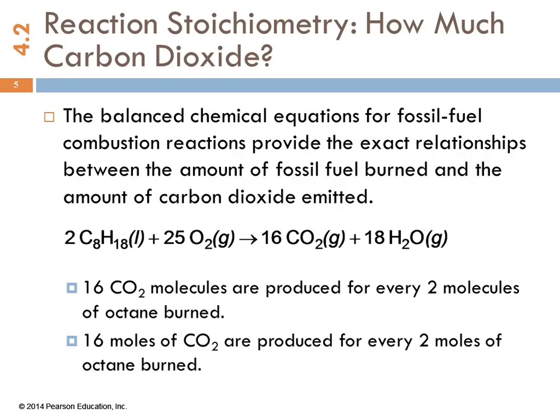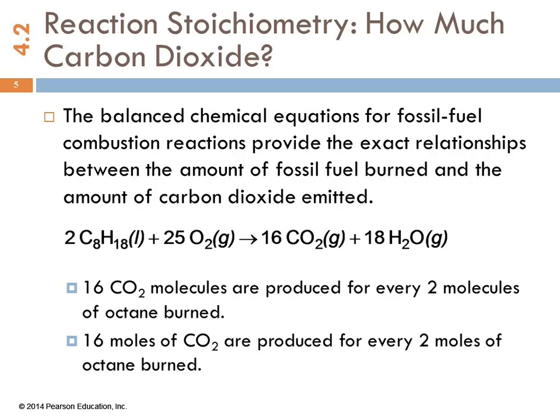We can get an idea for how much carbon dioxide is being generated by combustion of fossil fuels by looking at the chemical reaction. This chemical reaction gives us the relationship between number of molecules of this fuel burned and the number of carbon dioxide molecules that are released. So we get 16 carbon dioxide molecules for every 2 molecules of octane. So if we went around the globe and counted the number of octane molecules, we could figure out how many molecules of carbon dioxide. Is that practical?